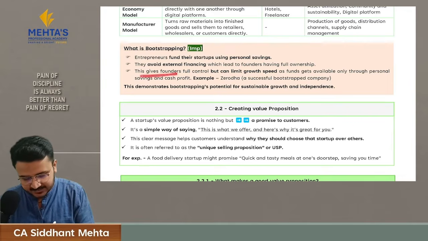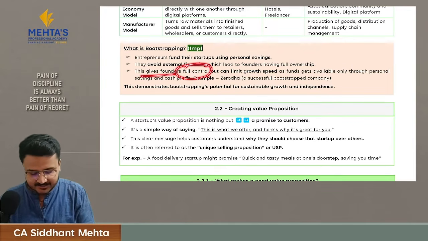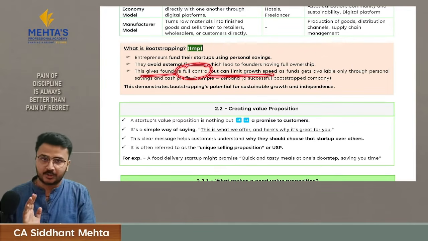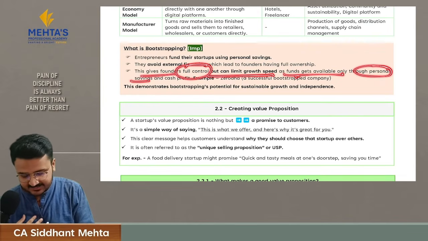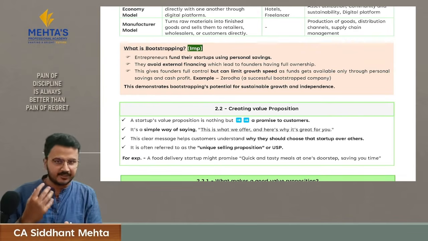Here the founder has full control, but the limitation is that there can be a limitation in your growth, because the cash will only be available through his personal savings and the cash profit which is generated by the company.